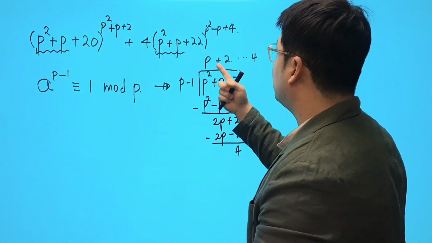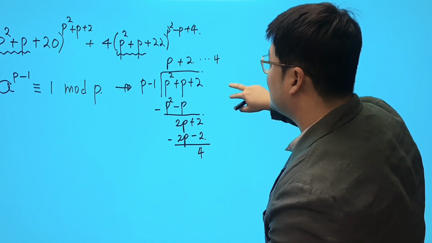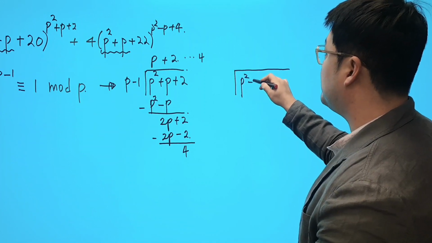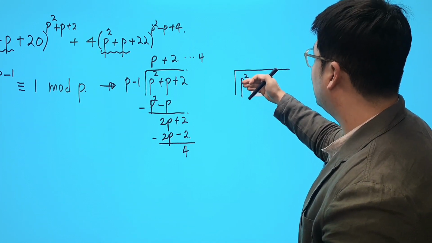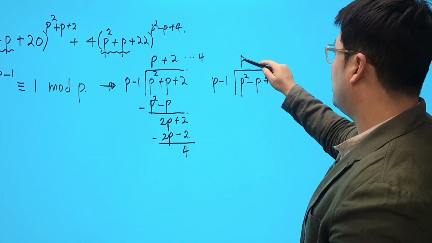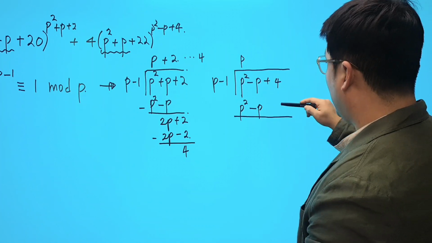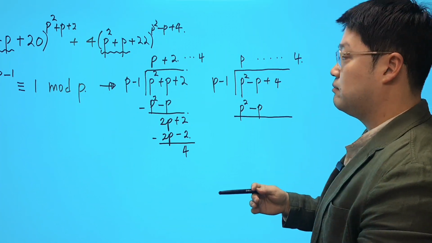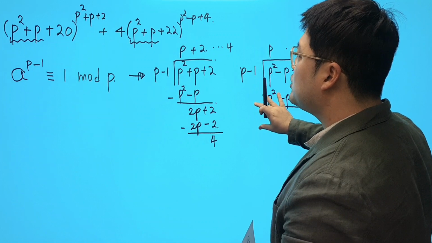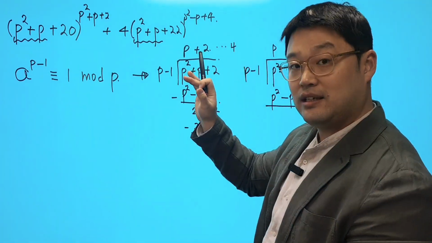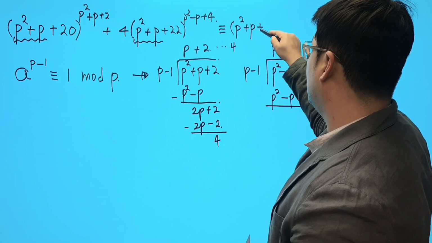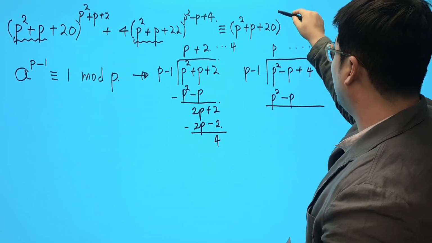We've got to do the same thing for this one too. Let's perform another division: p squared minus p plus 4, divided by p minus 1. In fact, we get p squared minus p, and so on, with a remainder of 4. So we see how things are working out. The original expression is in fact going to be (p squared plus p plus 20) to the power of 4.